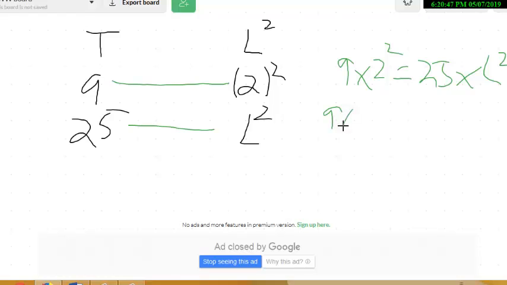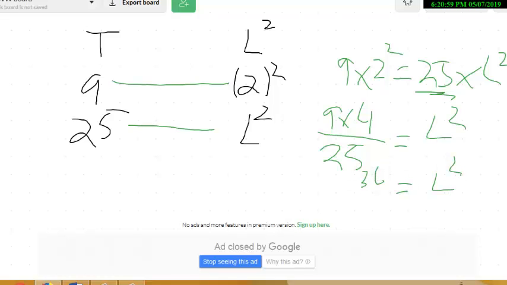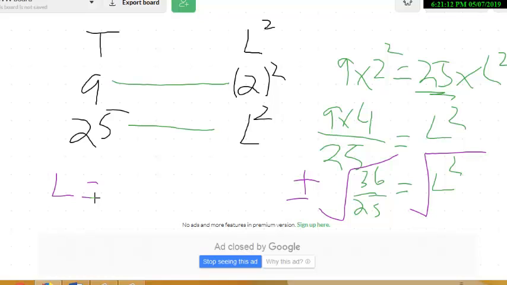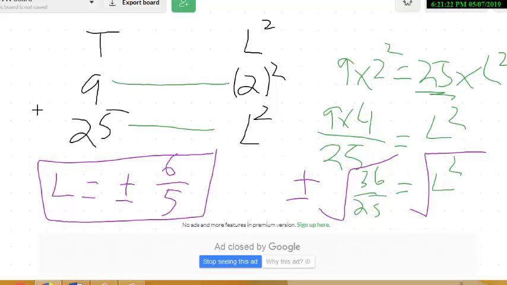Now it is inversely proportional. We don't cross multiply. We will multiply like this. So it is 9 multiplied by 2 square is equal to 25 multiplied by l square. So it is 9 multiplied by 4, and this 25 will come in the denominator. So it is l square, which is 36 over 25.